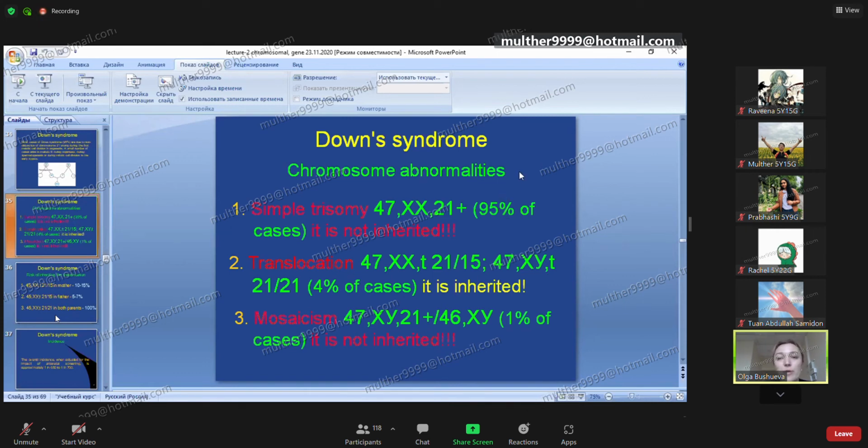The second form of Down syndrome is the translocation form, and here you can see an example of this form. This form is inherited. And the last one will be the mosaic form. Mosaic form is the presence of two different karyotypes, a cell line with a normal set of chromosomes and one with an abnormal set of chromosomes. First of all, you can see here the abnormal karyotype, and after the slash you can see the normal karyotype. This form also is not inherited.